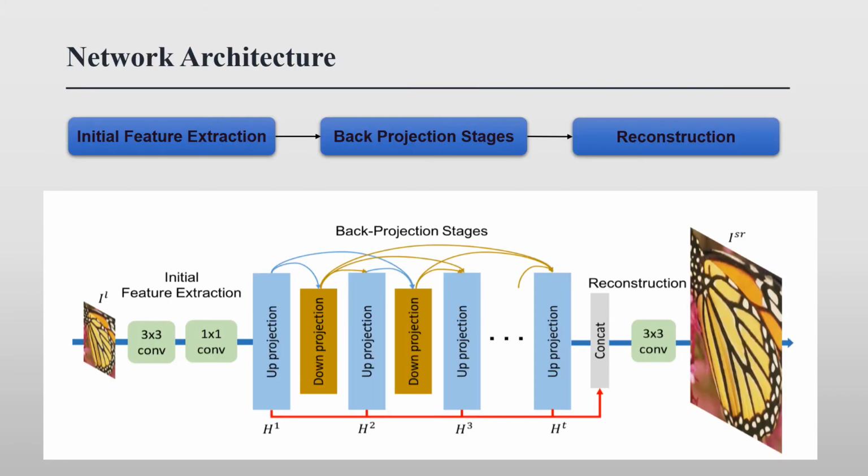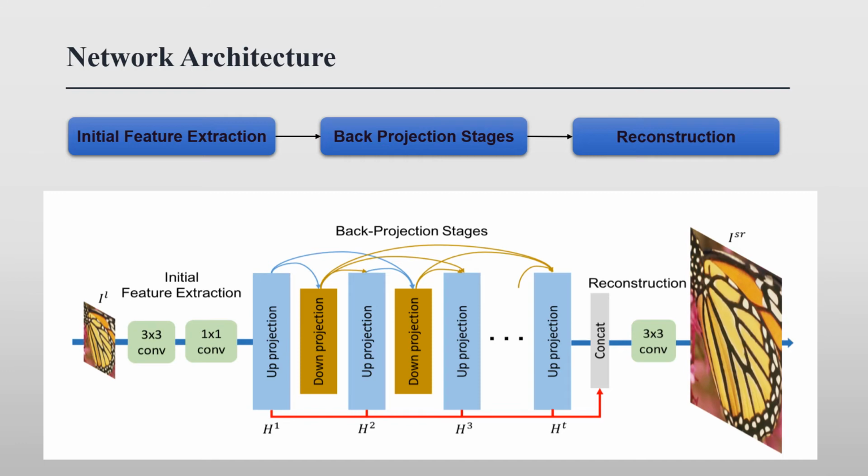Now, observing the network architecture, it can be divided into three stages. First one is initial feature extraction, next one is back projection stages, and next one is reconstruction. In the initial feature extraction, by 3x3 convolution with n number of filters, we obtain n feature maps and then follows the 1 cross 1 convolution to feed into the up projection unit followed by the down projection unit, up projection unit followed by down projection unit as the network progresses.